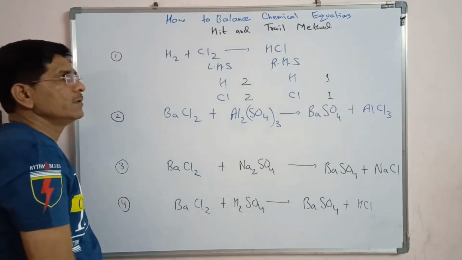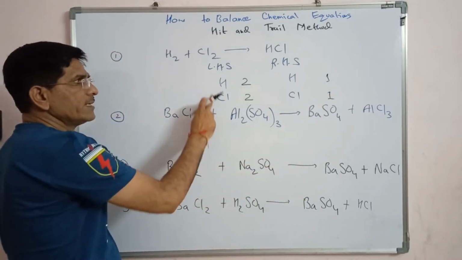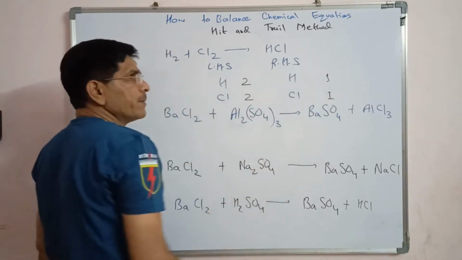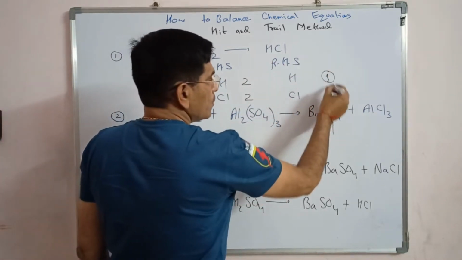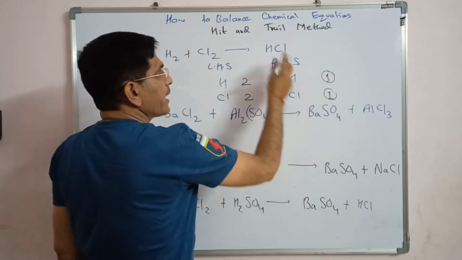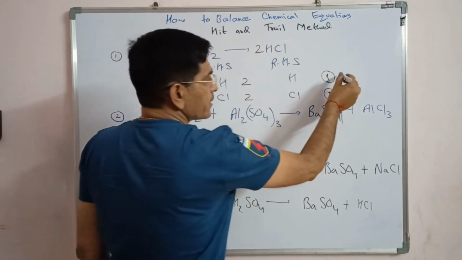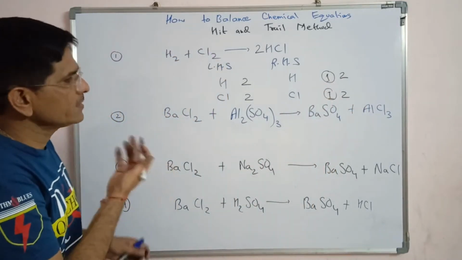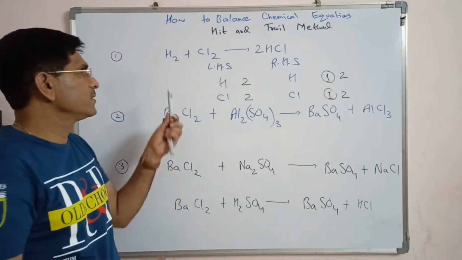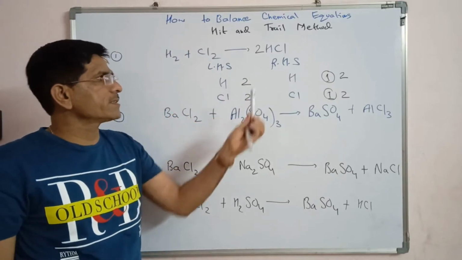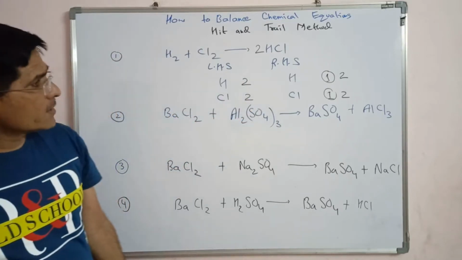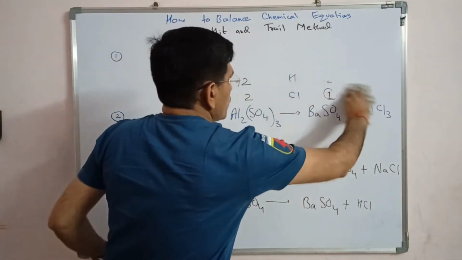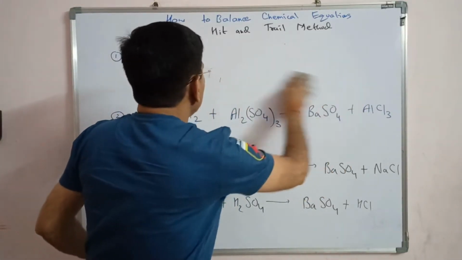Now what we have to do? Here it is 2 on the left hand side, so on the right hand side I have to multiply by 2. To make 2 hydrogen, I have to multiply with 2 here, so it is converted into 2. So this is the easy example: when hydrogen reacts with chlorine, it gives 2 hydrochloric acid. But now a harder example, a textbook question. Now this is important.